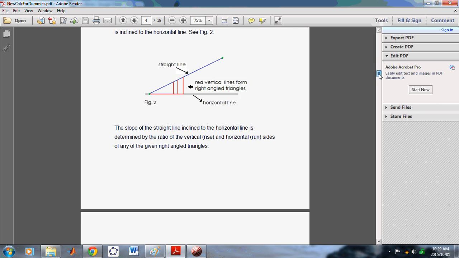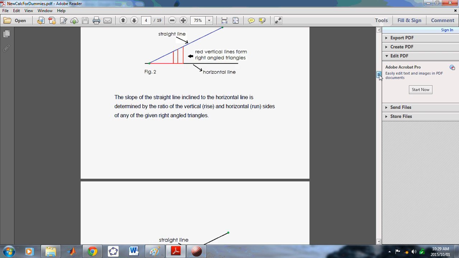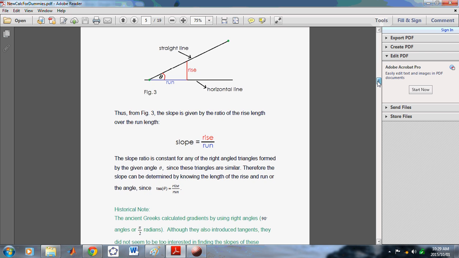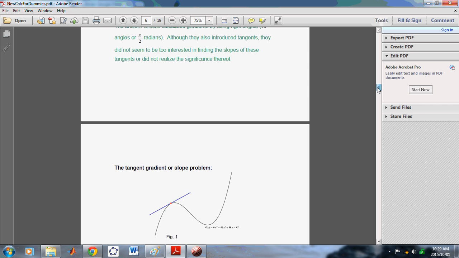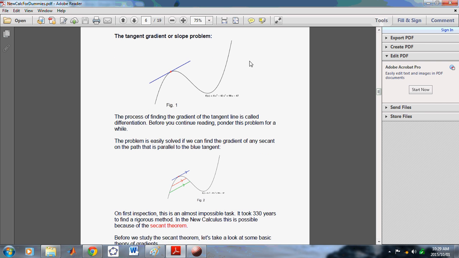You can see this document. You can just type New Calculus for Dummies on the web and you'll be able to get access to this document. So let's go to the tangent gradient or the slope problem.